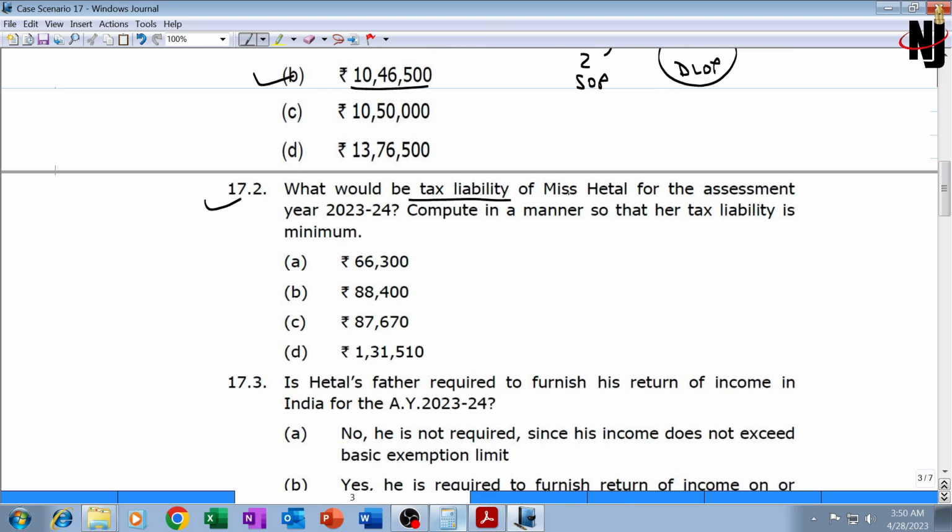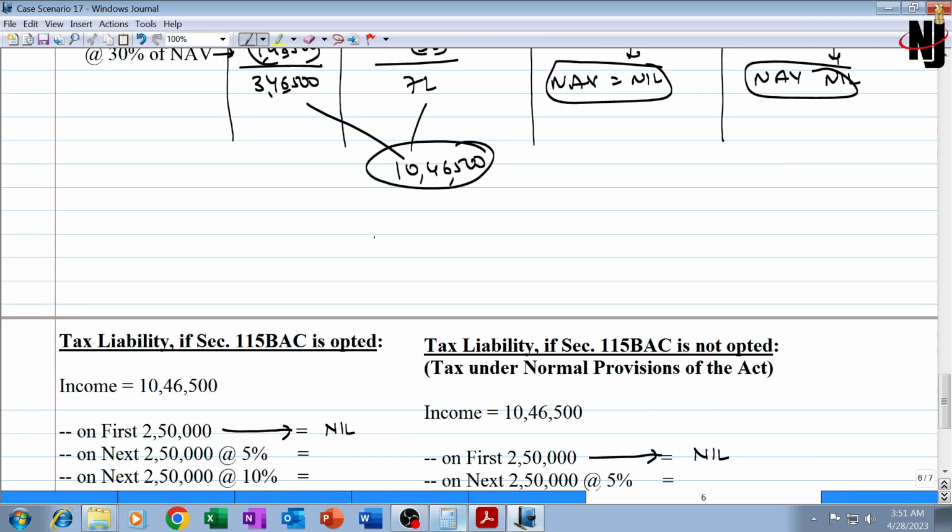What would be the tax liability of Ms. Hethal for the AY 23-24? Compute in a manner so that her tax liability is minimum. Now whenever the question says compute in such a way that the tax liability is minimized, that means somewhere we will have to apply 115BAC, then the tax liability can be reduced. So let's calculate it out. Tax calculation will be this way.